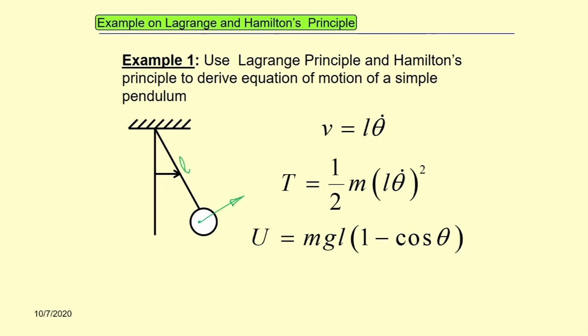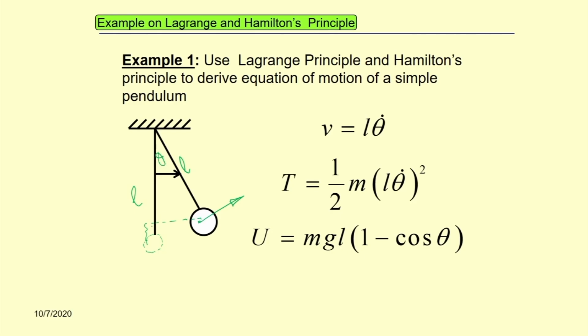Similarly, potential energy. Potential energy is due to change in this position. Initially the mass was here, at a length L. Now as it has moved to this position, this is the change in position. So, U will be equal to mgL into 1 minus cos theta. This angle is theta.